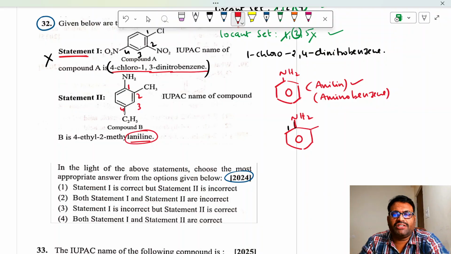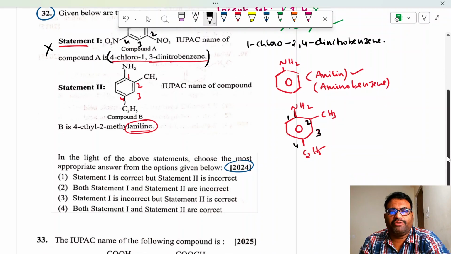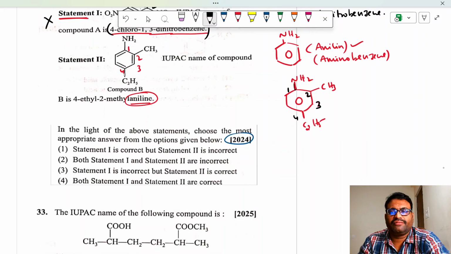Next you asked is CH3. Here you are given C2H5. So numbering 1, 2, 3, 4. So what name do we write for this? 4-ethyl, because two substituents are there. One is ethyl, another is methyl.